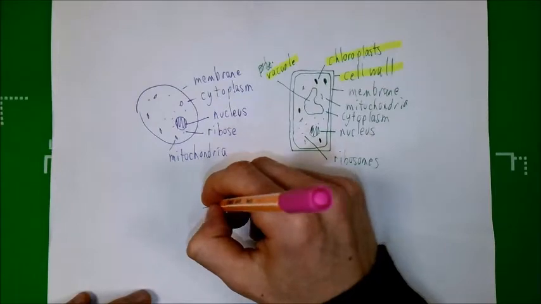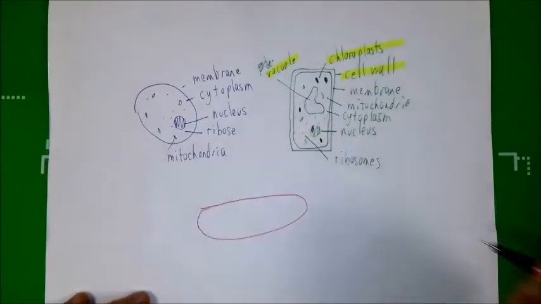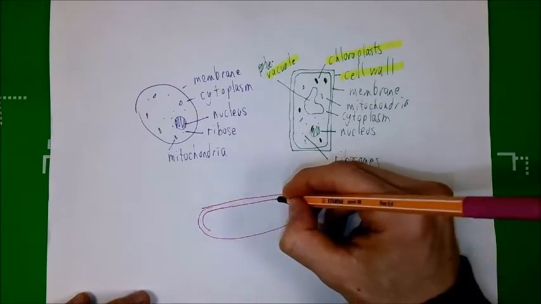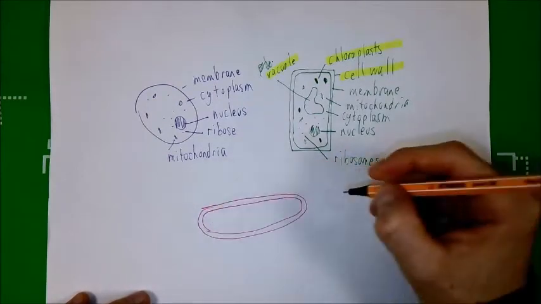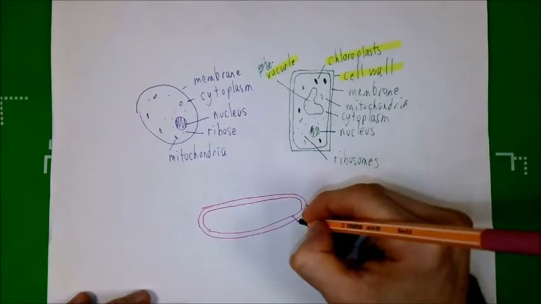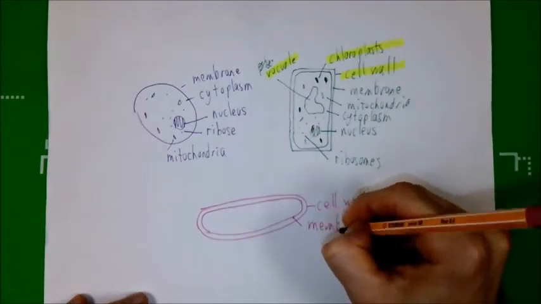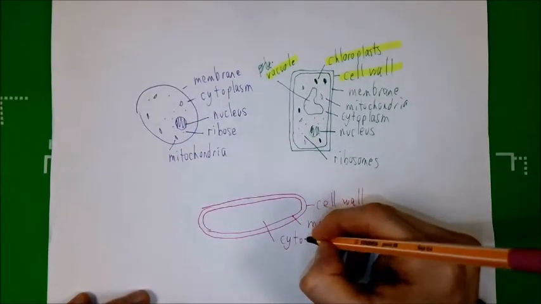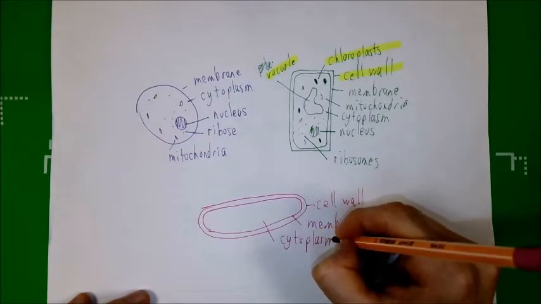For a prokaryotic cell, a bacteria would look a little bit more like this. So you get different types, but quite often they're either rod-shaped or circular. They've got a cell wall around the outside. Inside of that they've got a membrane. They've got cytoplasm, again for chemical reactions to take place.